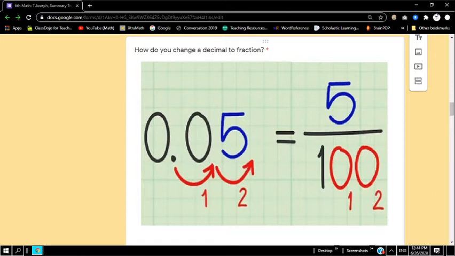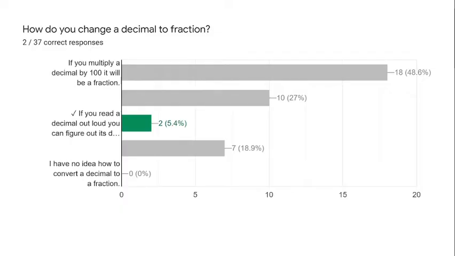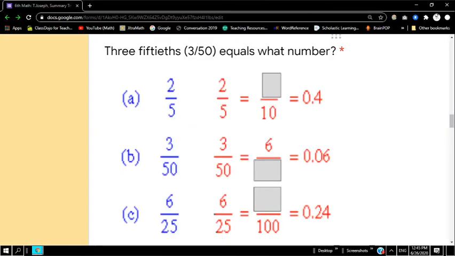And I found the denominator very easily just by saying it, okay? So that was probably just a wording question. That's why we got it incorrect. Next question says 3/50ths equals what number?